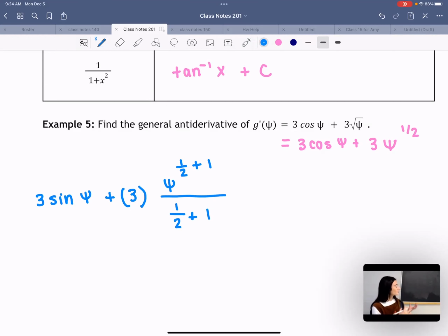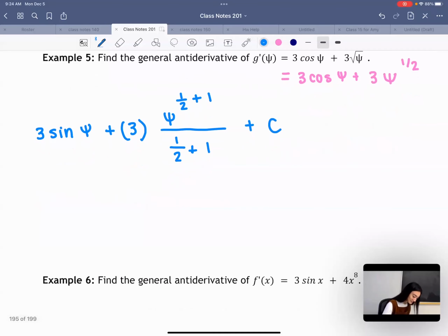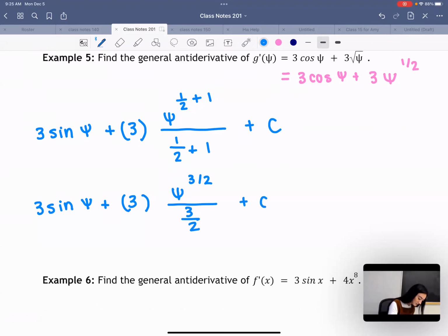Now, I've gone through and figured out what the antiderivative is. What did I forget to write? Plus C, perfect. All right, we're experts on plus C now. Now this looks a little messy, doesn't it? Let's clean this up, make it a little bit nicer to look at. We have 3 sine of psi. We have a 3 as a multiple. What's 1/2 plus 1? 3/2, good. And then that would make the denominator also 3/2, plus c.